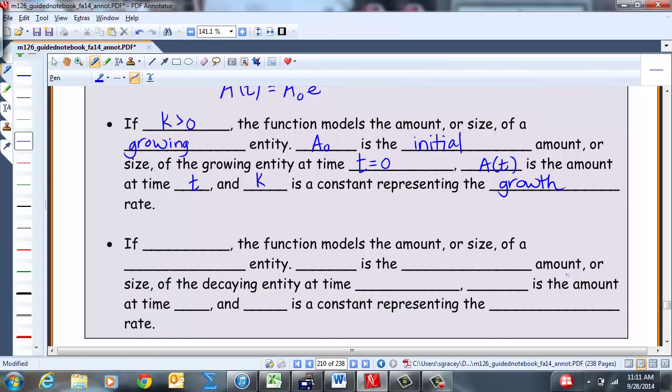Now, if k is negative, less than 0, the function models the amount or size of a decaying entity. Again, A0 is the initial amount or size of the decaying entity at time t equals 0. A at t is the amount at time t, and k is a constant representing the decay rate.